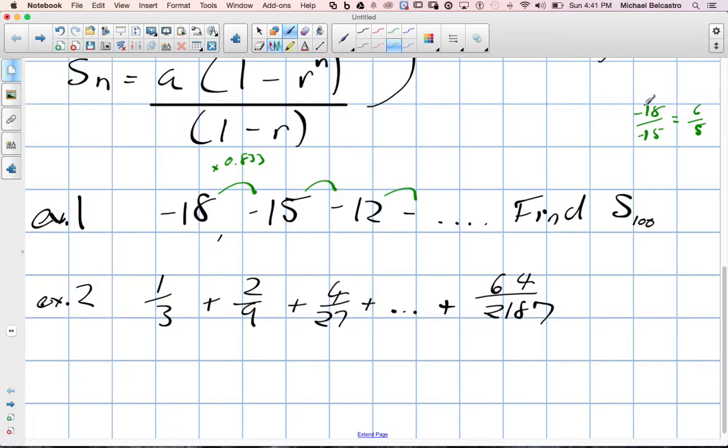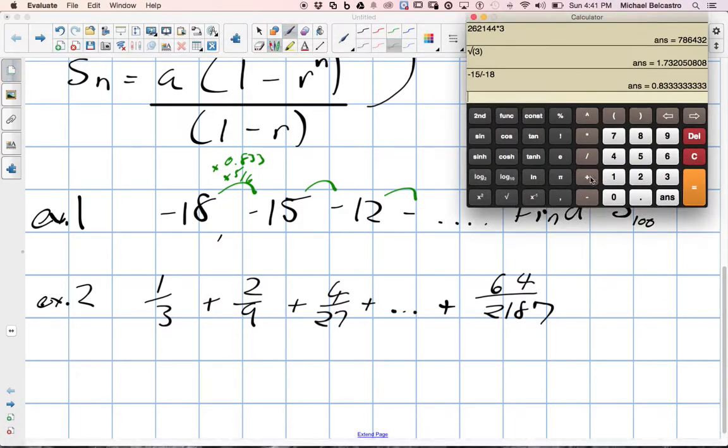Did I write that in the wrong order? Oh, I did. Sorry, we should have that flipped. Let's do 15 over 18. Because 6 over 5 would be a number greater than 1, and we're not growing. So we're multiplying by 5 over 6. Okay, so let's try that again. 15 times 5 over 6 gives us 12.5. Is that our number here?